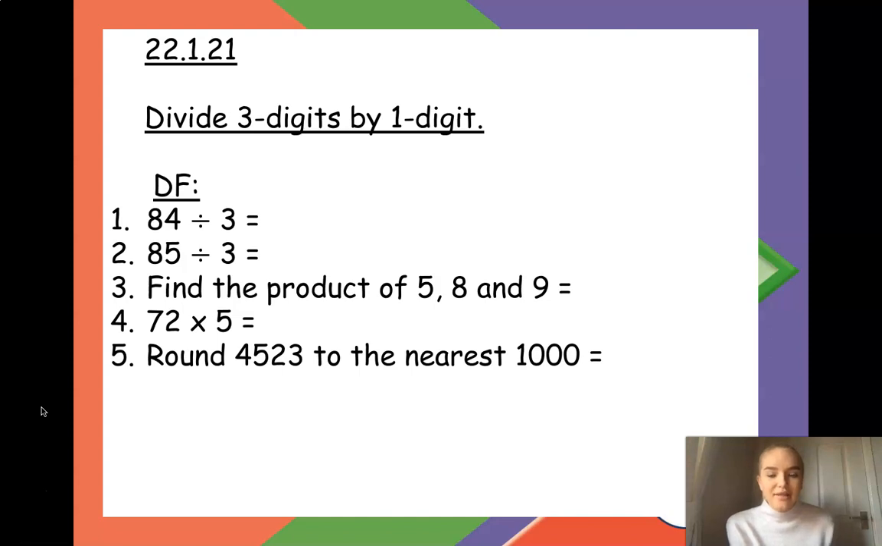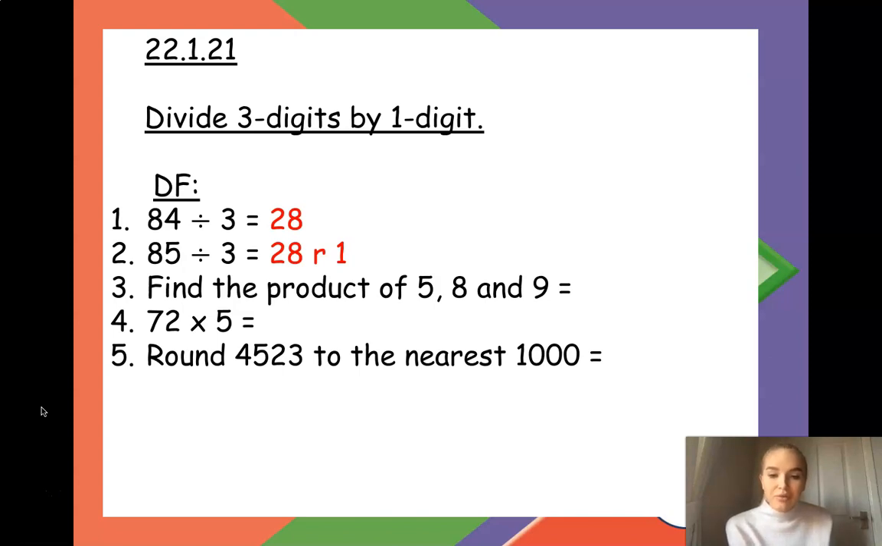Okay, number 1, 84 divided by 3. So you may have used place value counters or a place value chart to work this one out, and the answer is 28. Now if you notice with question 2 there was a pattern here, and because 85 is 1 more than 84, it means that we are going to get a remainder for this answer. So it is 28 remainder 1.